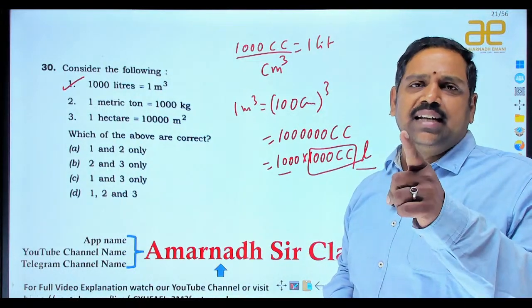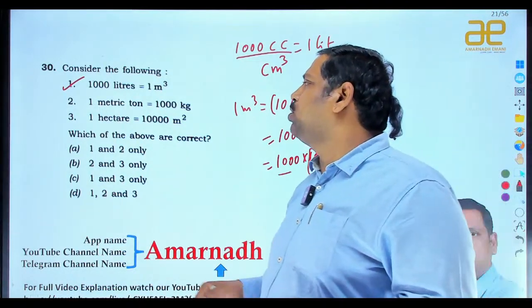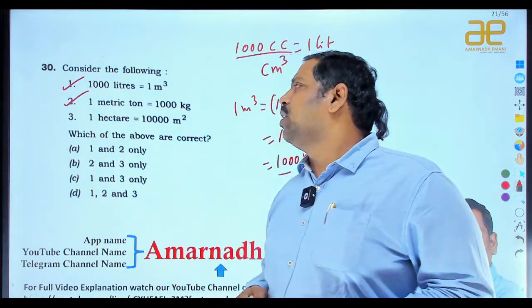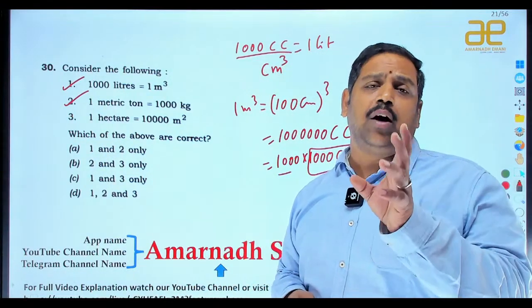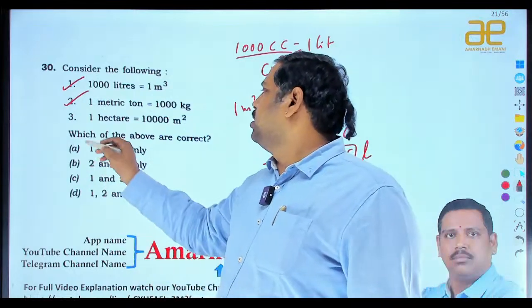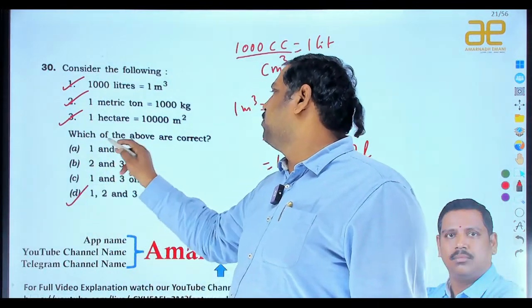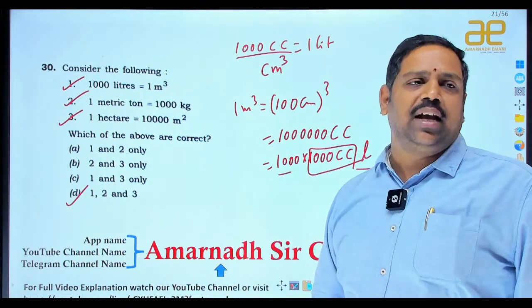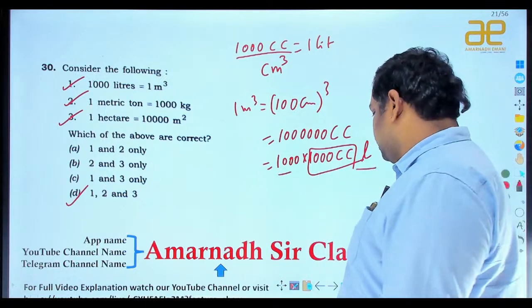We know that whether it is a ton or metric ton, it will be equal to 1,000 kgs. It's also correct. 1 hectare is equal to 10,000 meters square. So this is also correct. So the answer: which of the above are correct? 1, 2, 3, all are correct. So the next beautiful one.